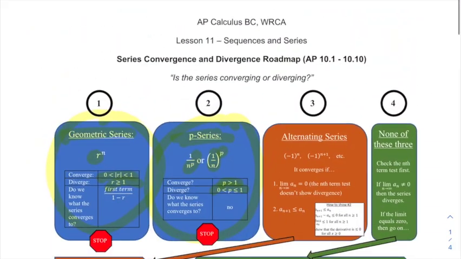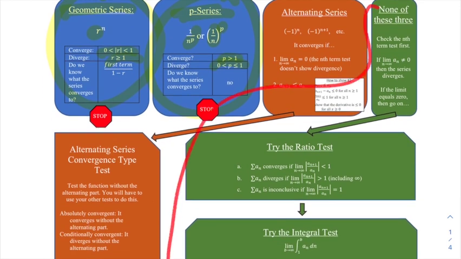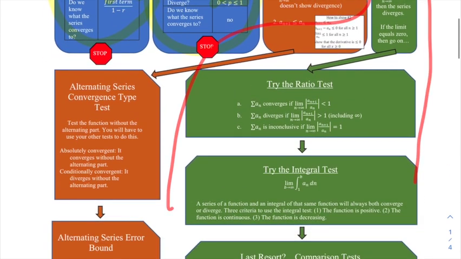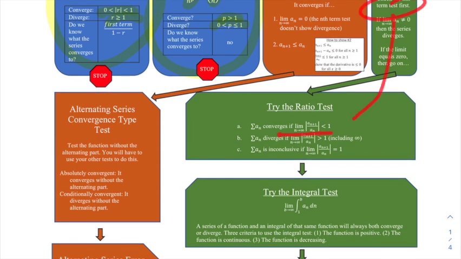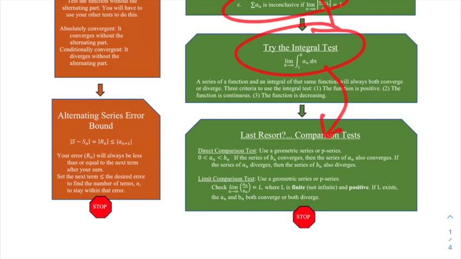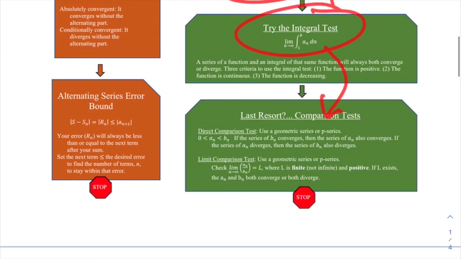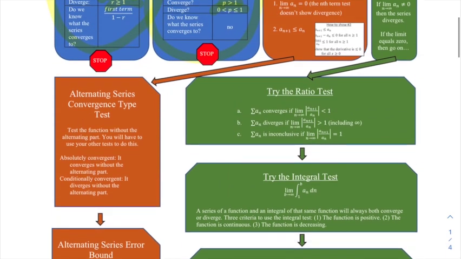Okay, big picture, and we're done with this video. We're working through all of these steps whenever we don't have a geometric series, p-series, or alternating series. Maybe the nth term test is inconclusive, the ratio test is inconclusive, the integral test is maybe too difficult or impossible, so now we go to our comparison tests. And look, by the time you get here, anything in AP Calculus, one of these tests should be able to tell you convergence or divergence.